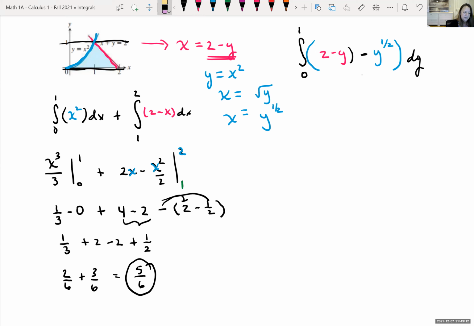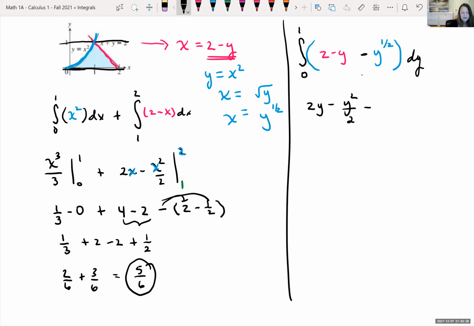So technically, I don't need those parentheses in there. And so now let's go and take the antiderivative of that. The antiderivative of 2 is 2y, minus the antiderivative of y, which is y squared over 2, minus the antiderivative of y to the 1/2. Adding 1 to my exponent, I get 3/2. If I divide by 3/2, that's the same thing as multiplying by 2/3. We're evaluating this from 0 to 1.